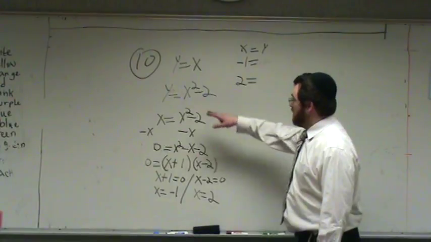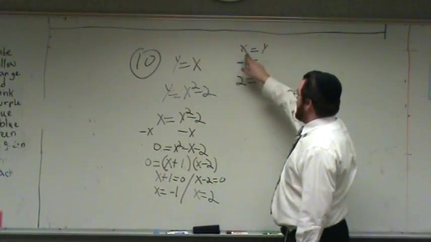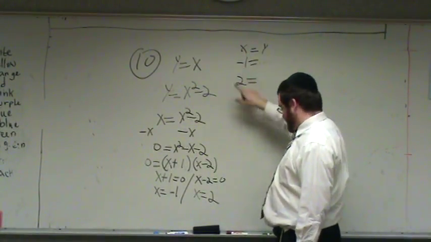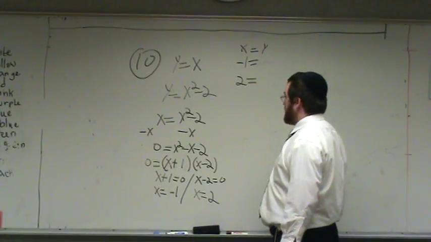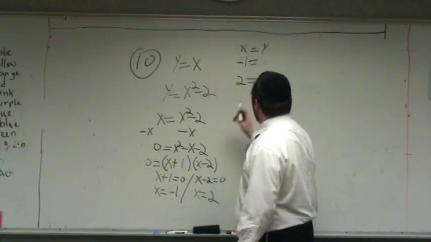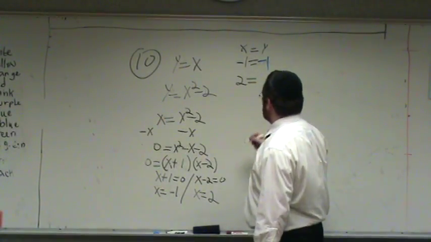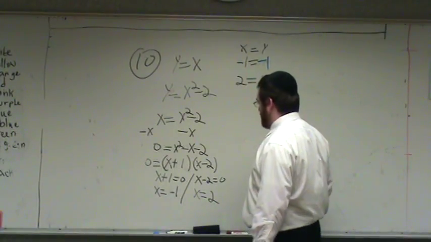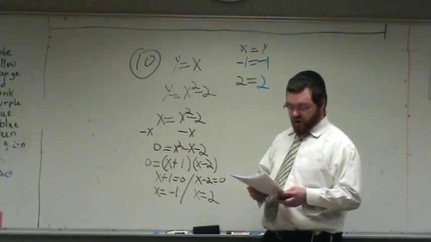Now we said y is equal to x. X is equal to y. So if x is negative 1, y has to be negative 1. If x is 2, y has to be 2. So which one?